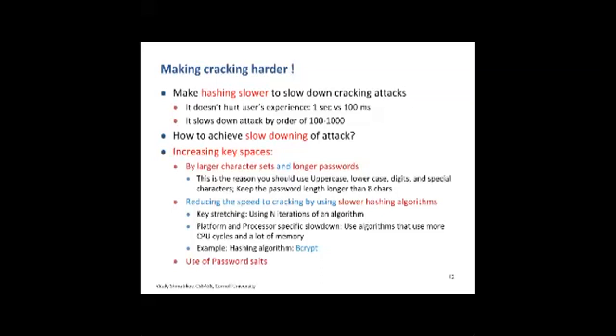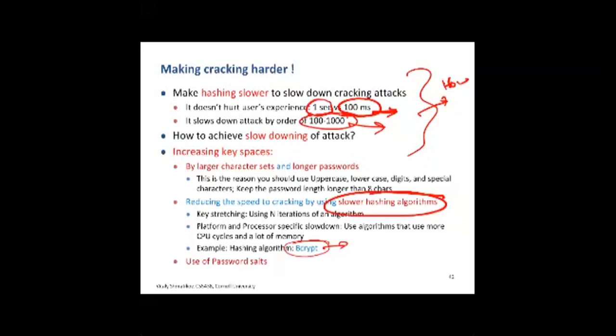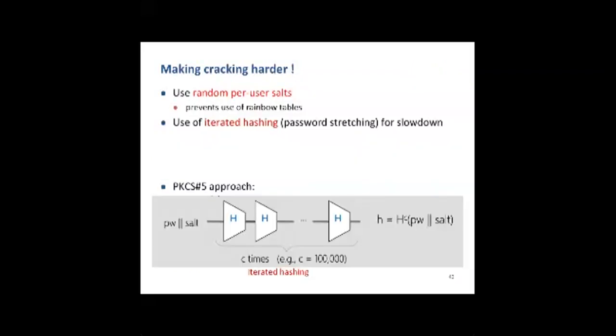How do you slow it down? There are many ways. First is to choose a slower hashing algorithm. One such slow algorithm is bcrypt, which you use mostly. The second method to slow down cracking is to use a larger character set and longer passwords, which we have already seen, because the key space increases. Third is the use of password salts. These are the three things. Now we will discuss what salt is.